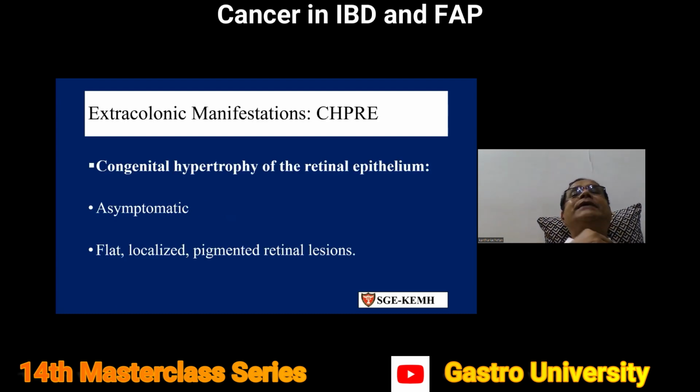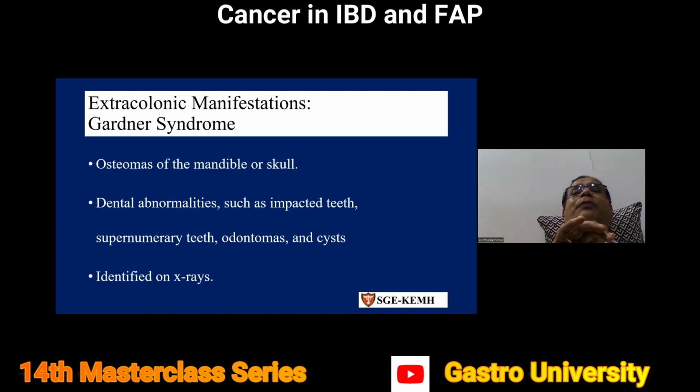Now we come to extracolonic manifestations, and the most common extracolonic manifestation is congenital hypertrophy of the retinal epithelium. It is asymptomatic and it is seen as flat, localized, pigmented retinal lesions. Then you have patients who present with Gardner syndrome features like osteoma of the mandible or skull, dental abnormalities such as impacted teeth, supernumerary teeth, odontomas, and cysts, which are usually identified on X-rays.